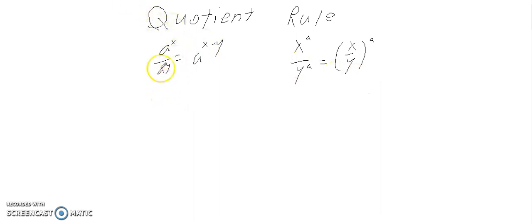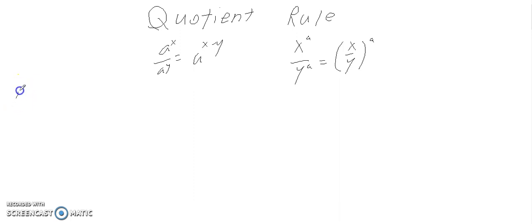Quotient rule. So this is a to the x over a to the y. So y and x can be different numbers, but the a's have to be the same, where it's the opposite here. X and y can be different numbers, and then the a's have to be the same for this to work. That is something I should have mentioned. So we're going to start it in the same way. I'm going to start all the way over here so we have lots of room.